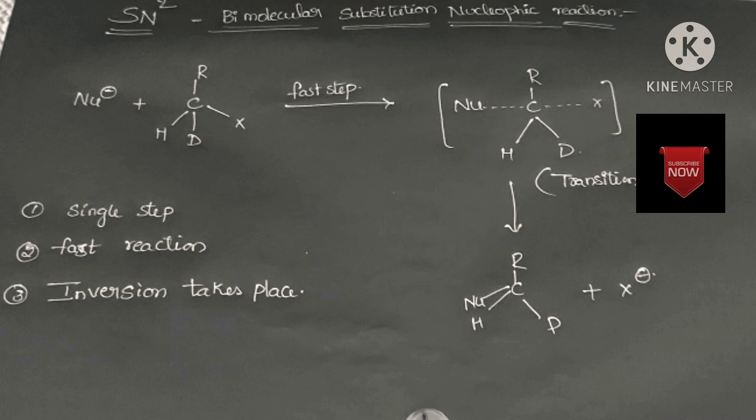Inversion takes place because the strong nucleophile is attached to the carbon and the weak nucleophile, X minus, is removed from this compound. So inversion takes place in the SN2 reaction.